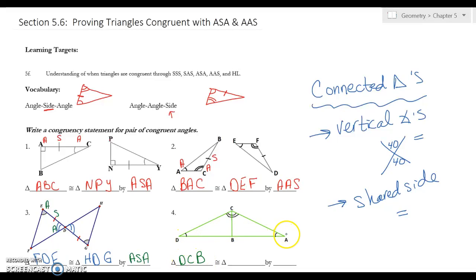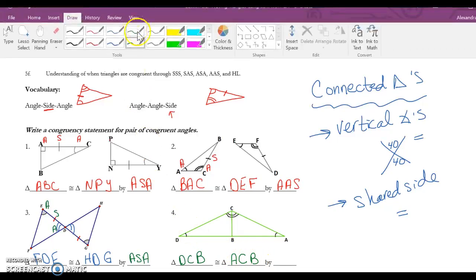D has one arc, and A has one arc, so they go together. C has two arcs, and C has two arcs on the other one. And then B has no arcs on the left, and it has none on the right either. So change to green, and then I get a green triangle.